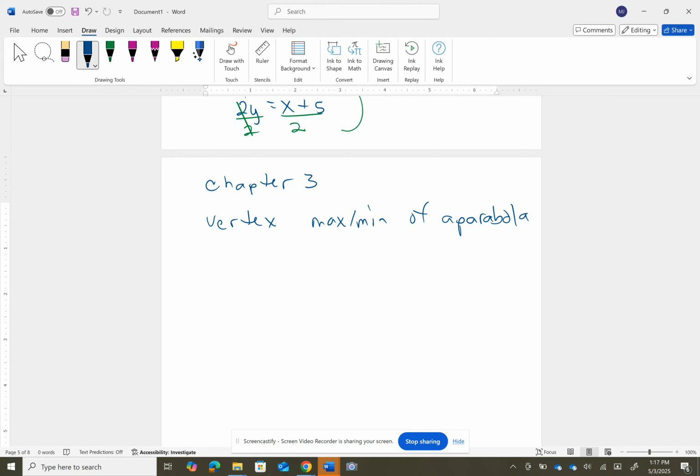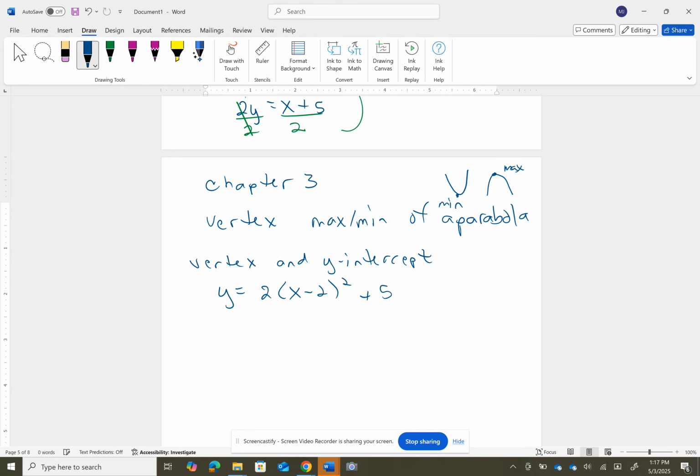The min or max of a parabola is going to occur at the vertex. So it just depends on whether your parabola opens down or whether it opens up. So let's first do vertex and y-intercept. That was what we needed to do when we were trying to graph a parabola. And for this example, let's do an equation that's in the vertex form. So let's look at this one, which is in the vertex form.